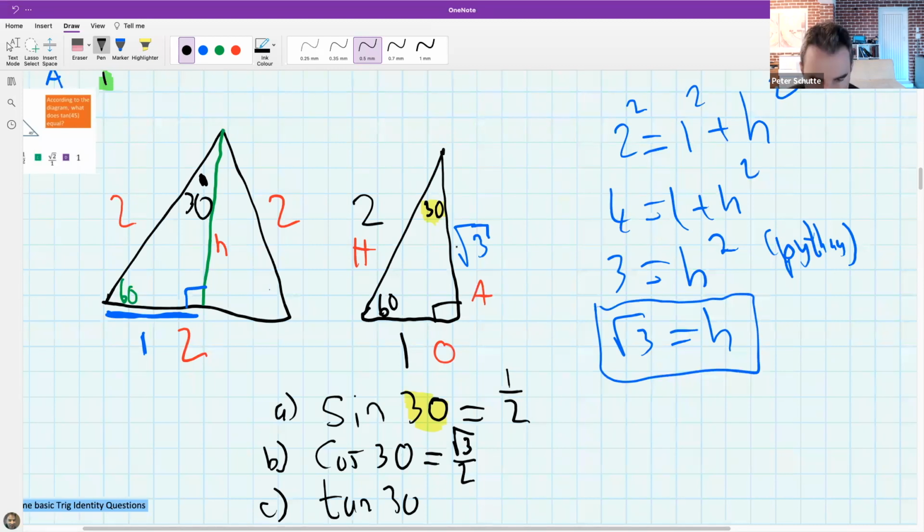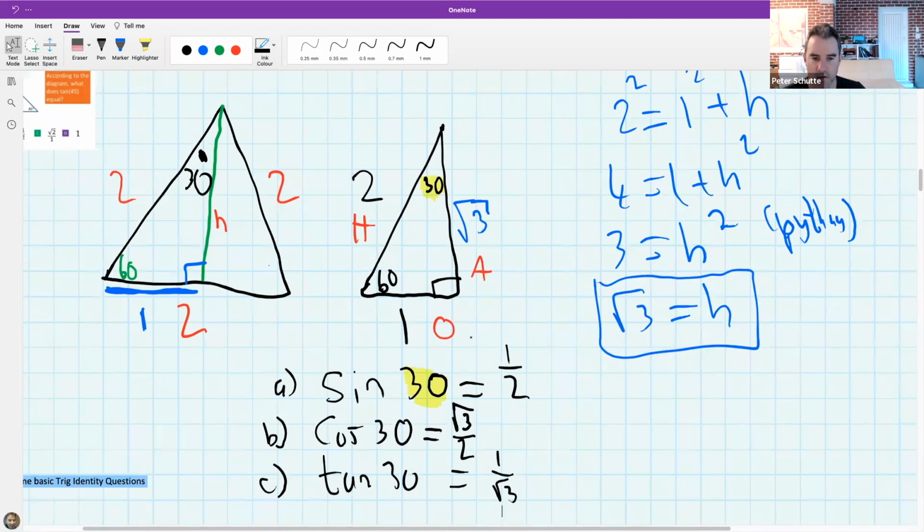So that makes sense to me. And what about the tan of 30? The tan should just be O over A, and that's going to be 1 over root 3. So really what I'm doing is going to this special triangle that I know exists, and just using it to get these values without a calculator. And that's why I write it on my page whenever I do it.